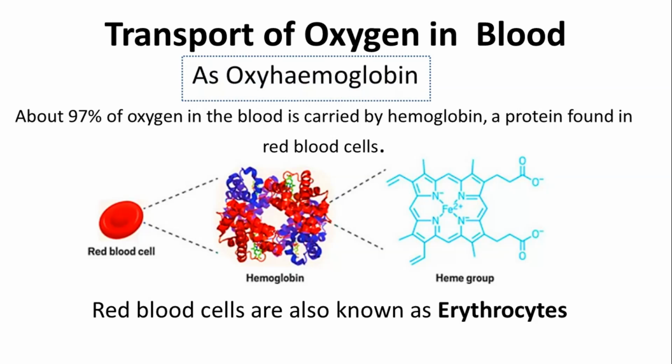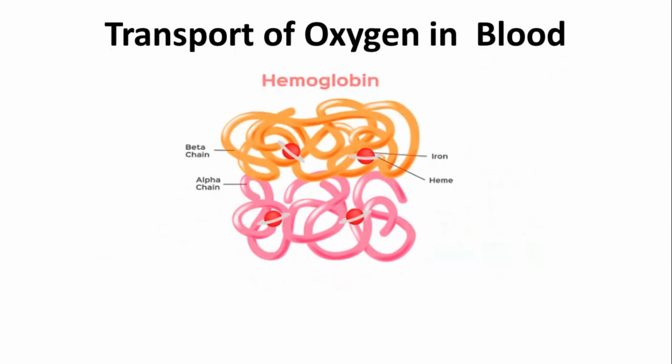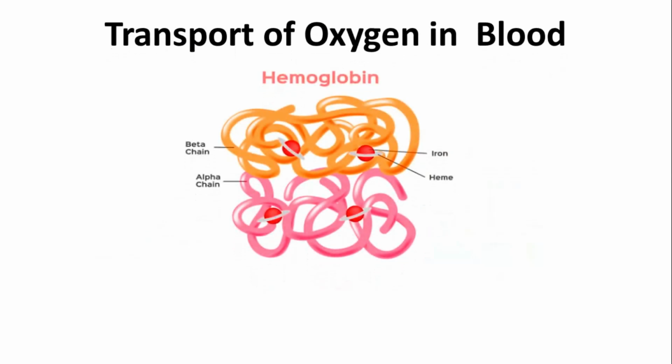So let's start the transport of oxygen in the blood as oxyhemoglobin. What actually is oxyhemoglobin? First of all, we should know the structure of the hemoglobin. Hemoglobin is a respiratory pigment. Respiratory pigments are actually colored molecules, and they act as oxygen carriers by bonding reversibly with oxygen.